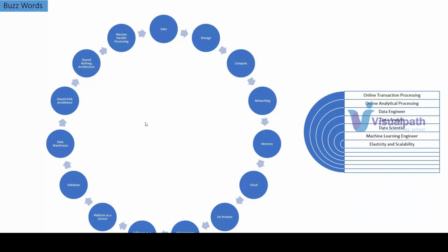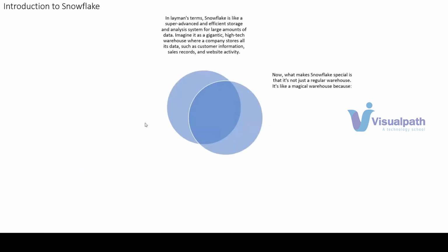But I just want to make sure that these are all the things that you will be using in our day-to-day sessions of the course that we are going to do here. So when we go to Snowflake, what we can say about Snowflake is, see here, Snowflake is a super advanced and efficient storage system for storing these large amounts of data. Basically, it is a hub of data. And one more thing is that it is not just a regular database, but it is going to be a magical warehouse.